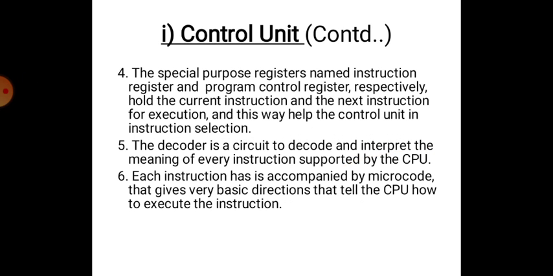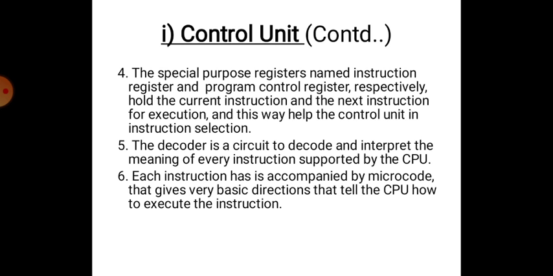Point number 4. The special purpose registers named instruction register and program control register respectively hold the current instruction and next instruction for execution, and this way help the control unit in instruction selection. Students, you have seen the main central block diagram. On the left hand side you have got control unit, on the right hand side of the main block you have got arithmetical logical unit.